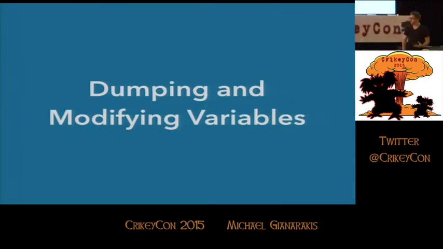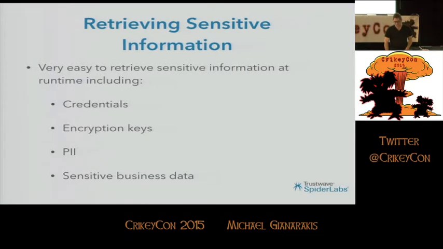Cool. So dumping and modifying variables. This is great for retrieving sensitive information. It's easy to retrieve sensitive information at runtime, things like credentials, encryption keys, personally identifiable information, sensitive business data, things like that.